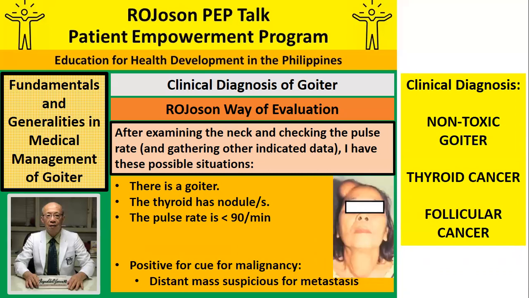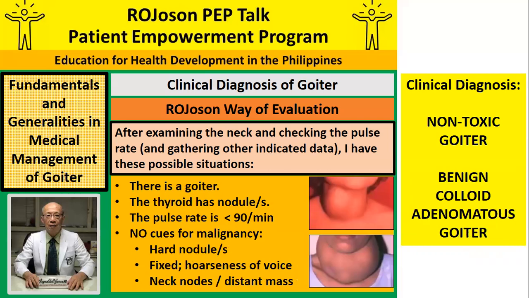There is a goiter. There are nodules. The pulse rate is less than 90 per minute. There is a distant mass suspicious for metastasis, which is a cue for malignancy. Clinical diagnosis is non-toxic goiter, more specific, thyroid cancer, and more specific, follicular cancer, another type of thyroid cancer.